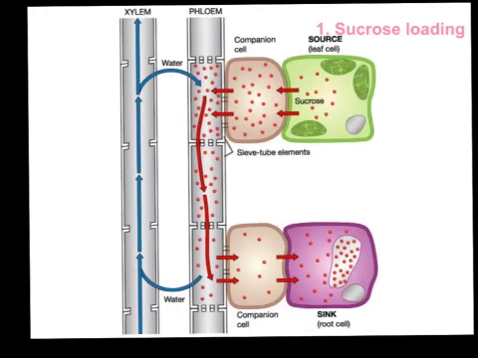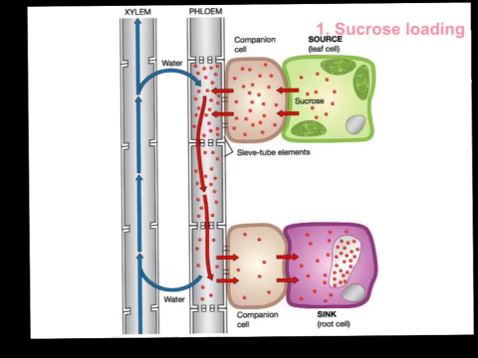Okay, let's look at the mass flow hypothesis in phloem. As you can see over here, I don't wish to elaborate on each individual part like xylem, phloem and so on. Okay, so let's start with the first part of the mass flow hypothesis, which is sucrose loading.